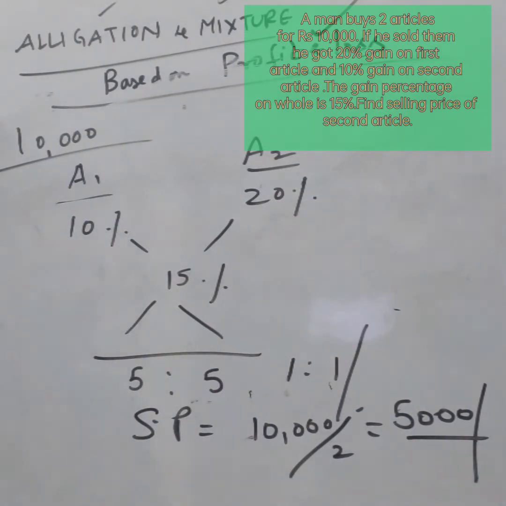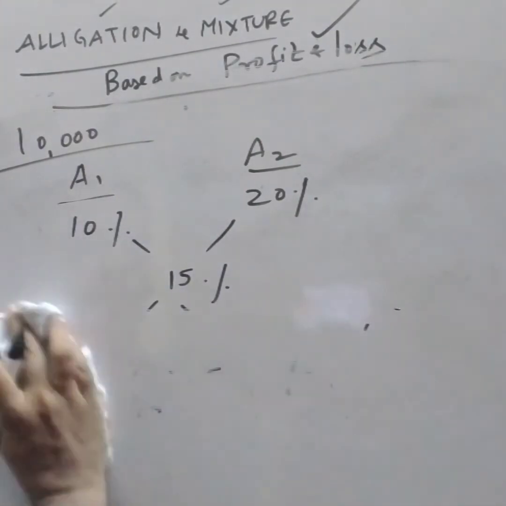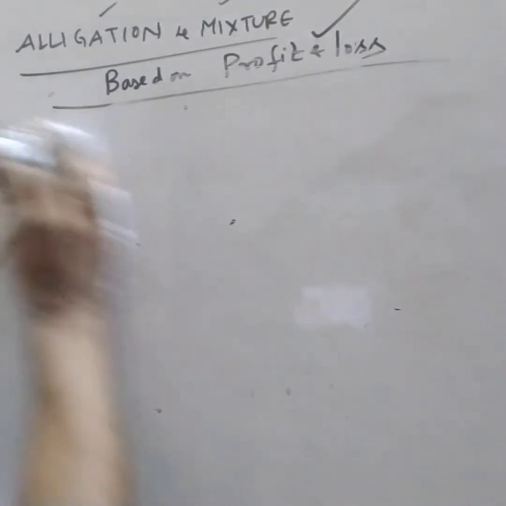We'll go with alligation mixture with profit and loss in the coming section. By ending, a last question, which is one more. Then let us see it.